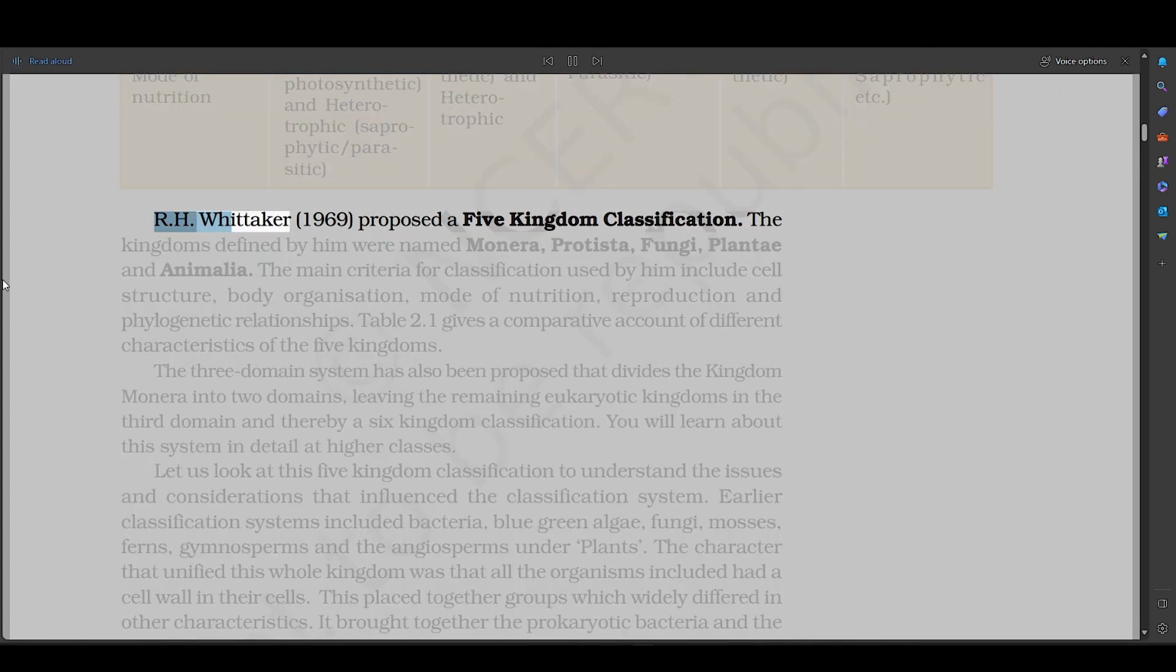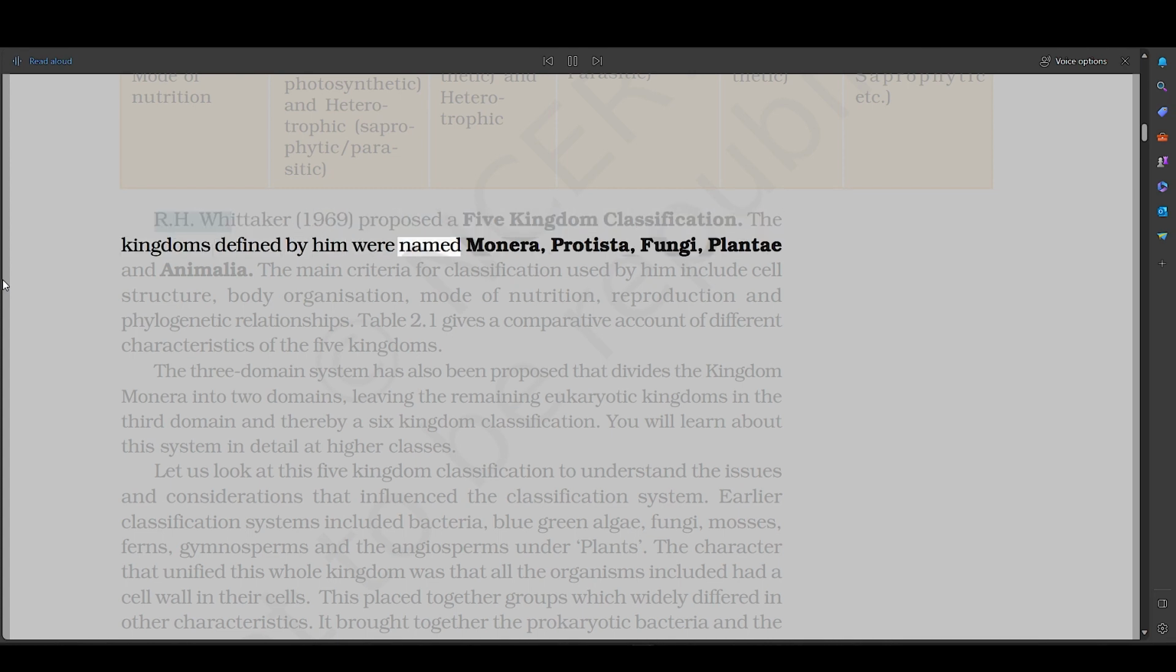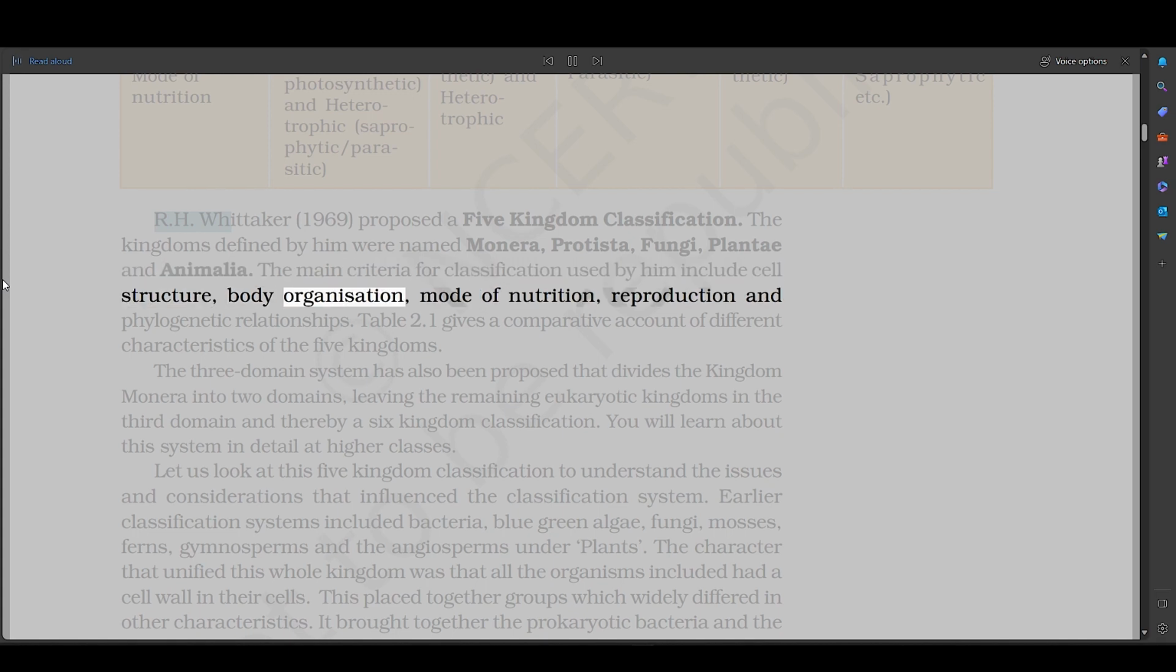R. H. Whittaker, 1969, proposed a five-kingdom classification. The kingdoms defined by him were named Monera, Protista, Fungi, Plantae, and Animalia. The main criteria for classification used by him include cell structure, body organization, mode of nutrition, reproduction, and phylogenetic relationships. Table 2.1 gives a comparative account of different characteristics of the five kingdoms.